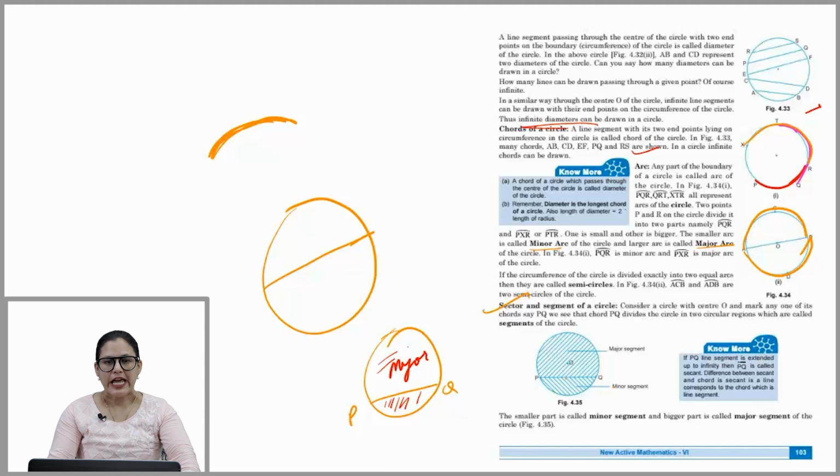If the PQ line segment is extended up to infinity, then PQ is called a secant. The difference between secant and chord is that a secant is a line corresponding to the chord, which is a line segment. If we extend this line, then it will become a secant. The difference between secant and chord is that a secant is a line and we can extend it infinitely, whereas a chord is a line segment.